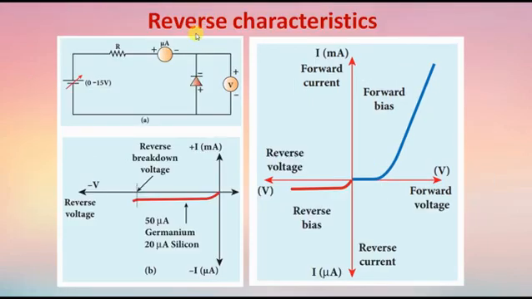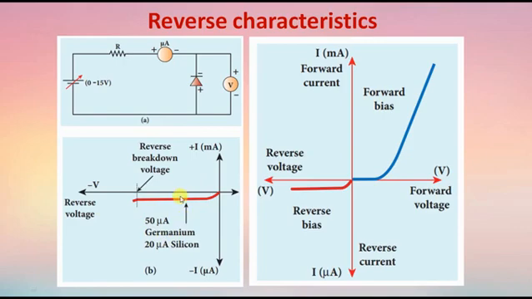Now we are going to see reverse characteristics. This circuit is used to study the reverse characteristics of the PN junction diode. In the reverse bias, the P region of the diode is connected to the negative terminal of the regulated power supply and the N region is connected to the positive terminal of the regulated power supply. Here we apply a DC voltage. The graph is taken from the reverse bias voltage and the current across the junction. This graph is called the reverse characteristics of the PN junction diode.